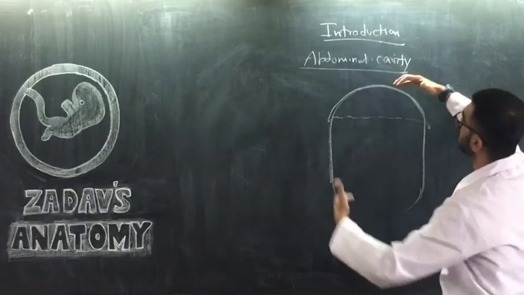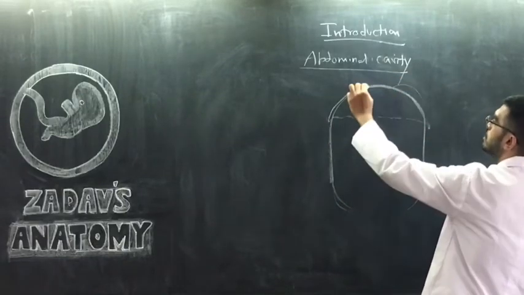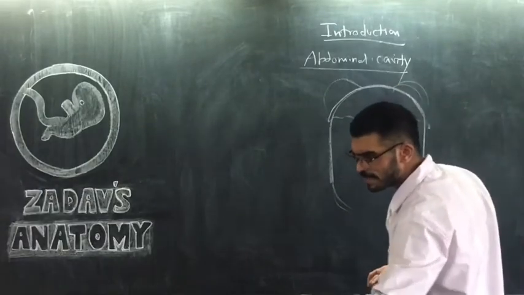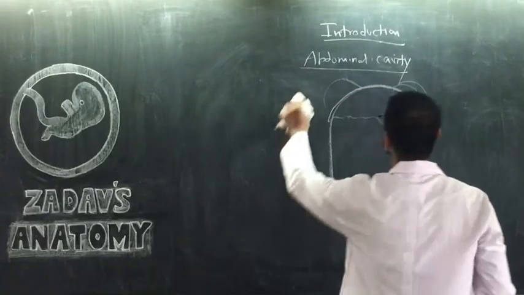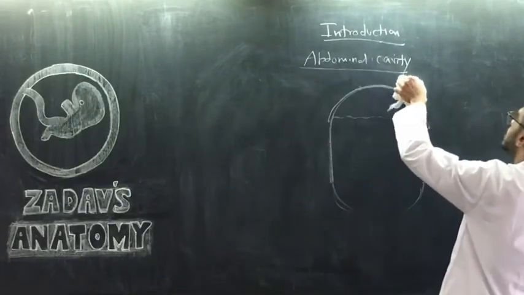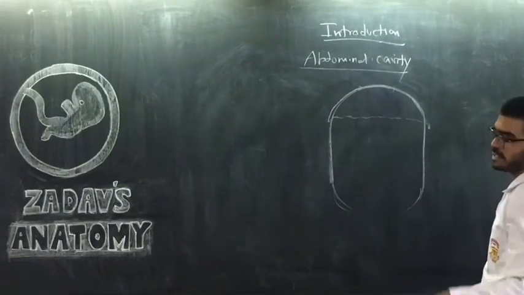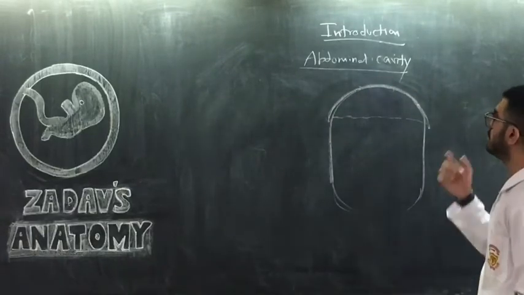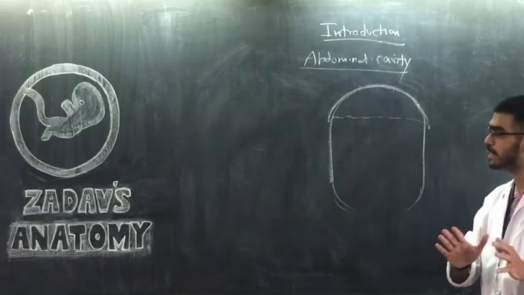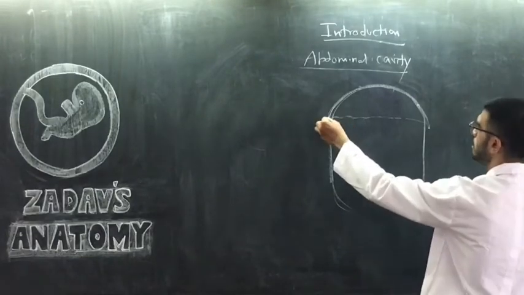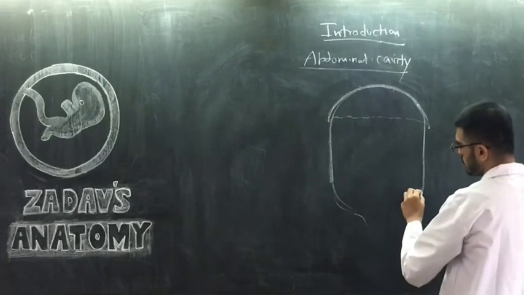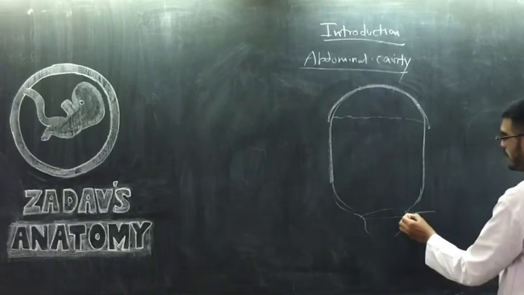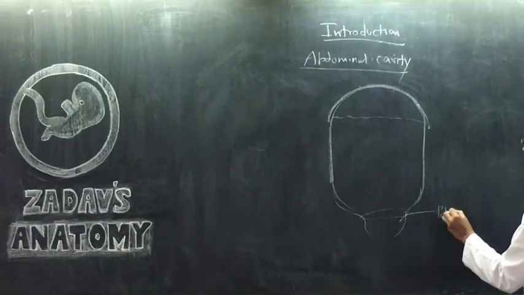It actually has a left and right cupola. So it actually has a different structure. But what I'm drawing right now is a schematic representation just to understand the general structure of the abdominal cavity. So think of this as the diaphragm. Okay? To be more precise, it's known as the thoracoabdominal diaphragm. Okay? Then the floor is essentially just continuing into a smaller cavity that is known as the pelvic cavity.